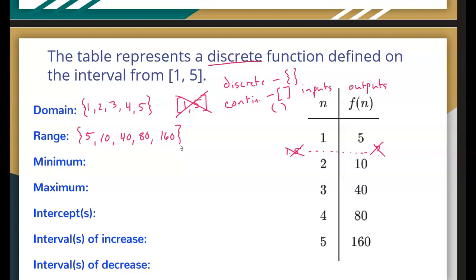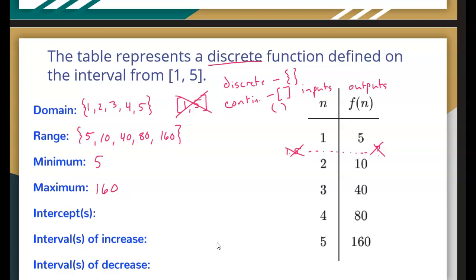And once we have our range, our minimum and maximum are pretty easy. We can just look at the smallest value and the largest value. Notice that we wrote these in order, and that makes it extra easy to find the minimum. We just find the smallest one. The first one in our range is a 5. That's our minimum. That is our smallest output value. Our maximum is 160, our largest output value.